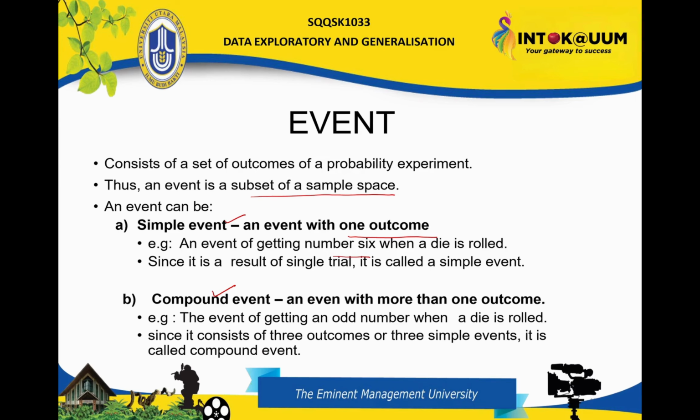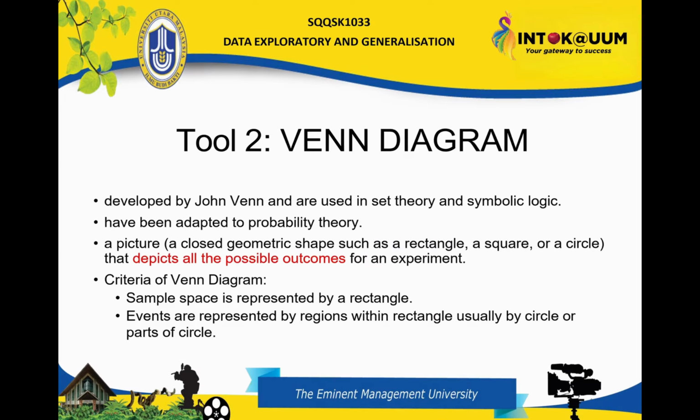Now that we know what events are, we can visualize how they relate using another tool, the Venn diagram. A Venn diagram is a tool to represent relationships between events. They were developed by John Venn and are widely used in probability theory. A Venn diagram has a sample space represented by a rectangle, and then the events are represented by regions within the rectangle, usually by circles or parts of circles.